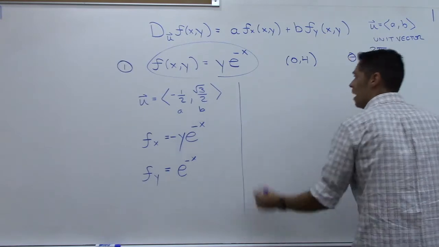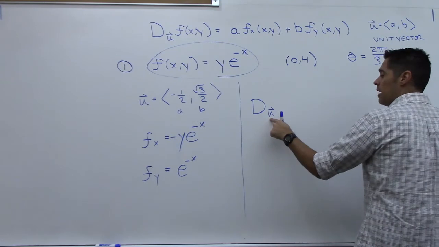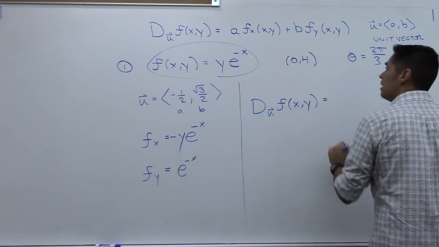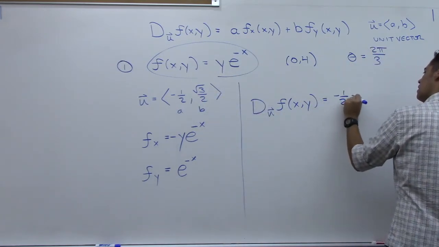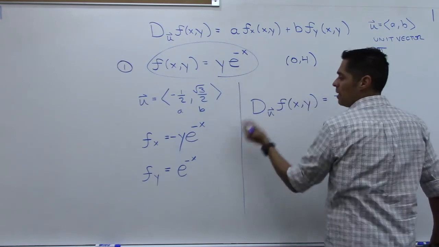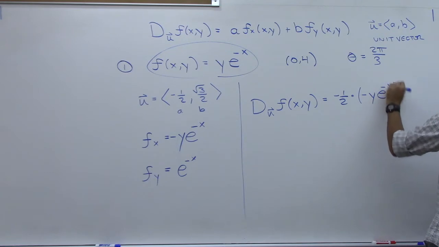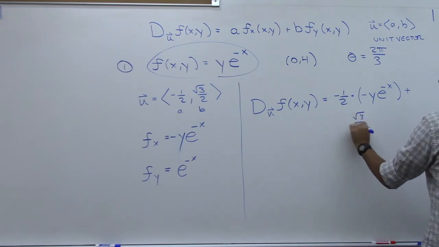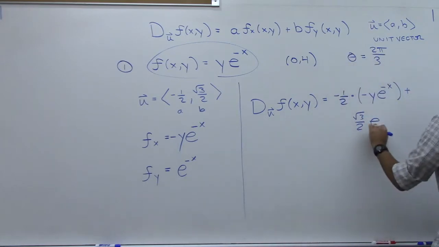Therefore, here's what we have. The directional derivative in the direction of the vector u of our function f of x, y should be equal to a, which was -1/2, times the partial derivative of f with respect to x, which was this, -y e to the negative x, plus, I'm out of room, b, which is root 3 over 2, and then times the partial of f with respect to y, which was e to the negative x.